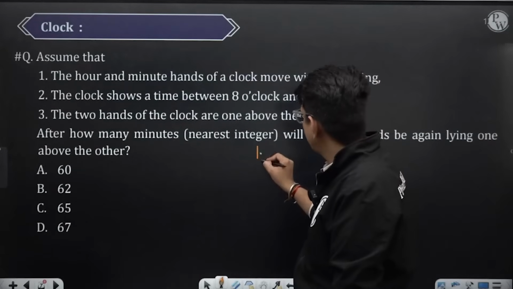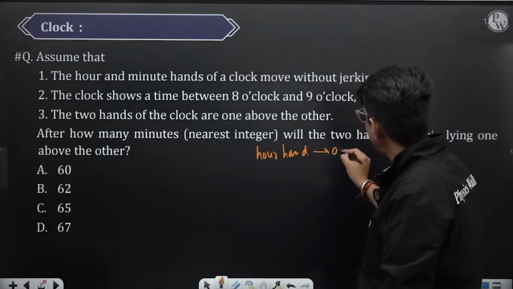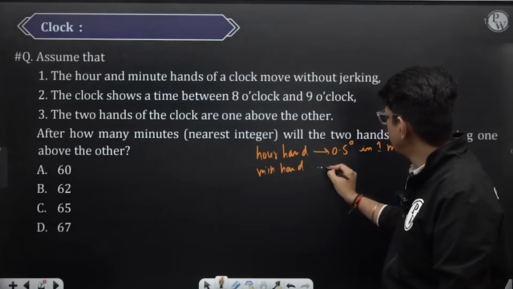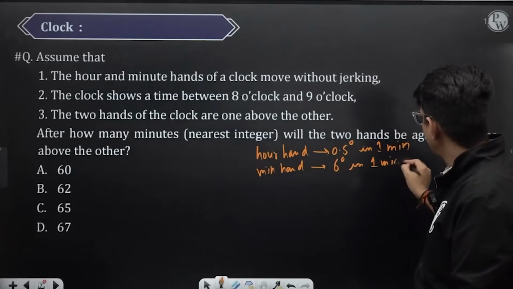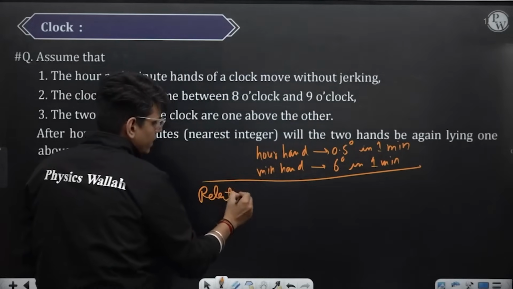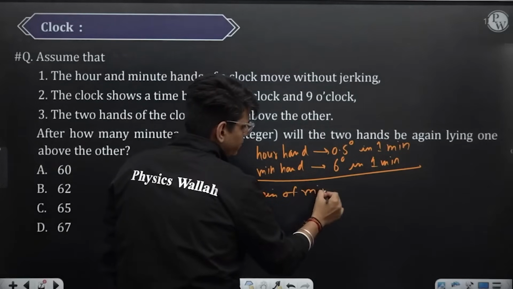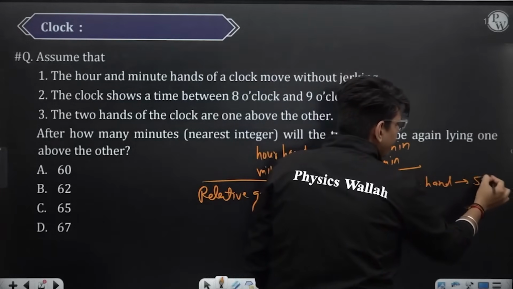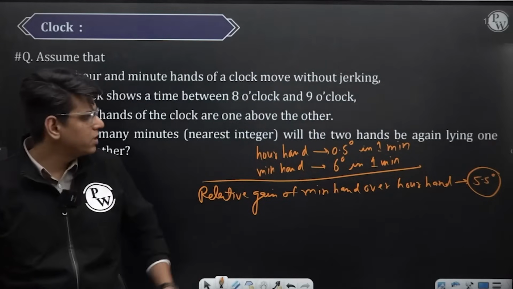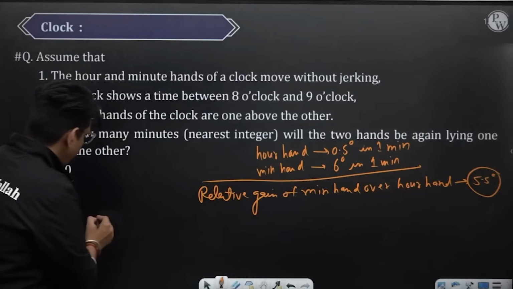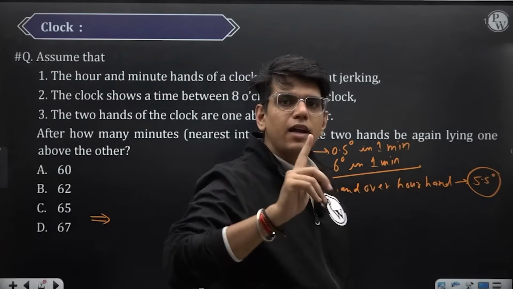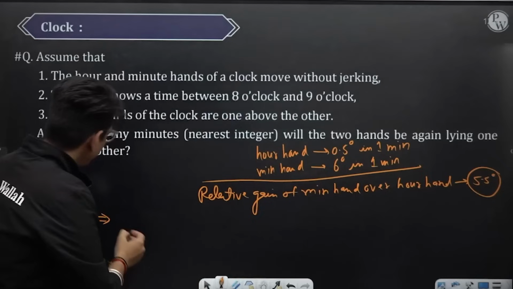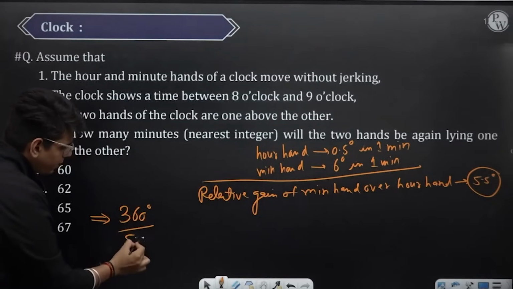So as you know, the hour hand moves 0.5 degree in 1 minute and the minute hand moves 6 degree in 1 minute. Relative gain of minute hand over hour hand is 5.5 degree. Now, the minute hand will use this relative gain per minute to cover what? From one instance when both the hands are at the same place to the next instance when both the hands will be at the same place, the minute hand will overtake the hour hand by 360 degree. Okay? So 360 degree he has to cover by the speed of 5.5 degree per minute.